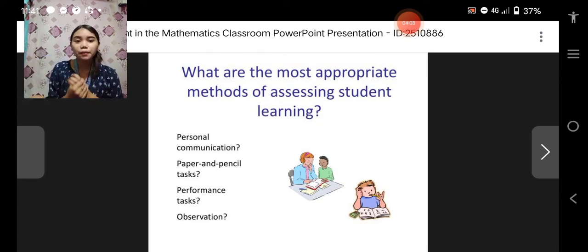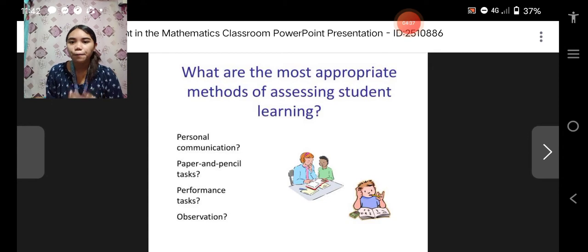The paper and pencil task is the second one, and the third one is the performance task. A performance task is any learning activity or assessment that asks students to perform to demonstrate their knowledge, understanding, and proficiency. Performance tasks yield a tangible product and/or performance that serves as evidence of learning.